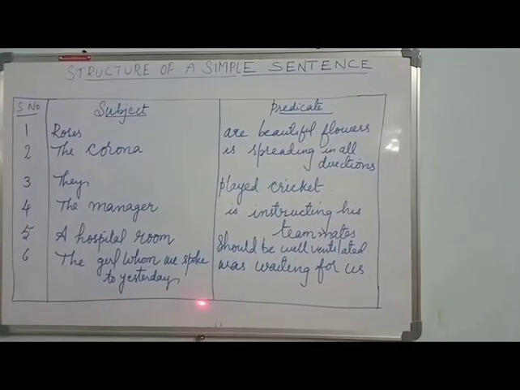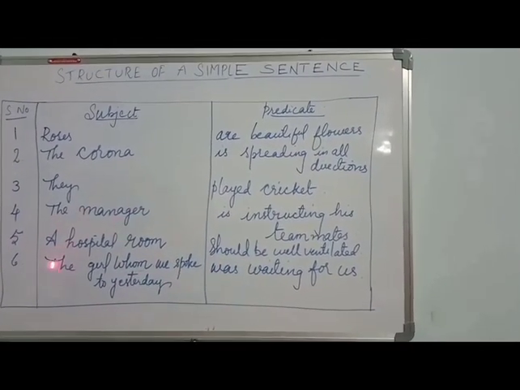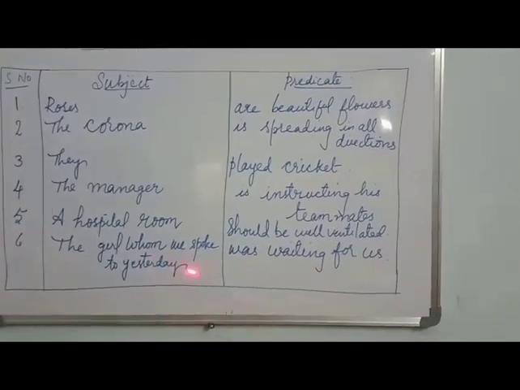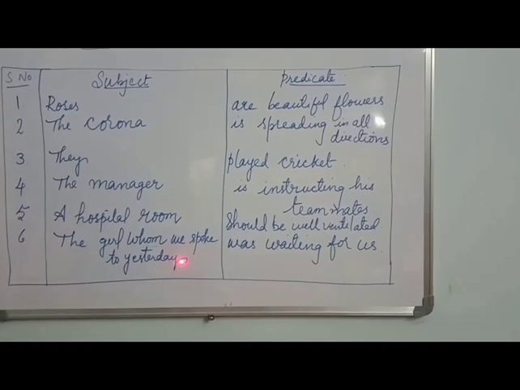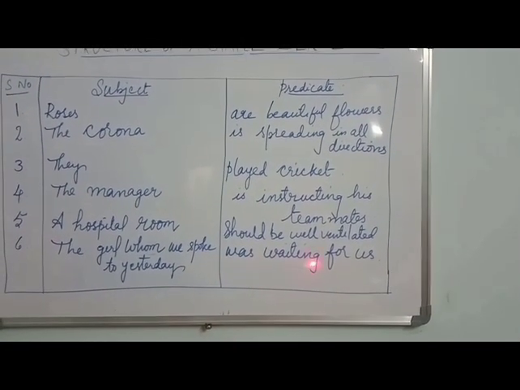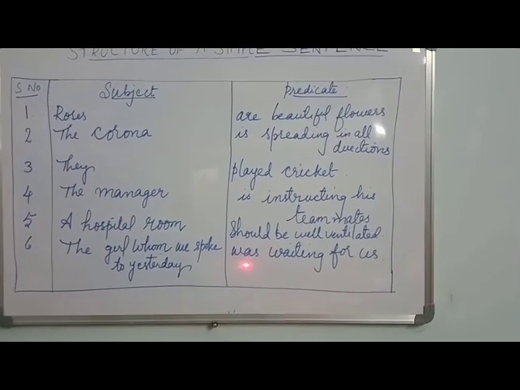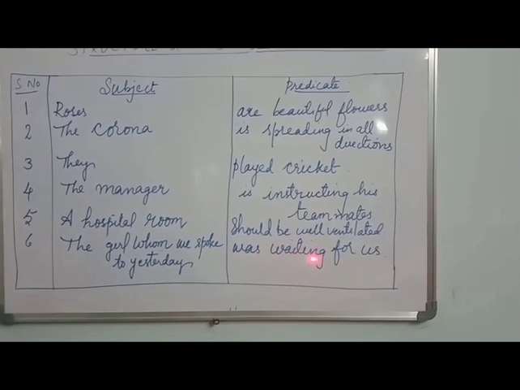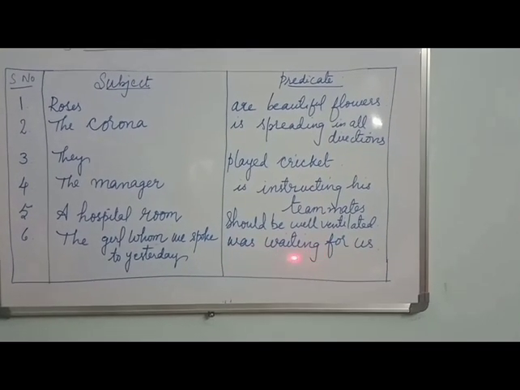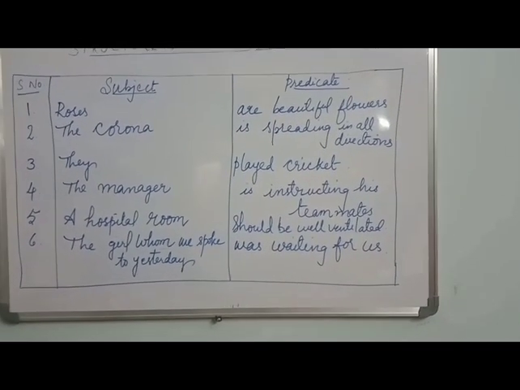In the sixth sentence, what happens? There is again a verb complex. The girl whom we spoke to yesterday, the whole group of words function as the subject, was waiting for us. Was waiting is the verb. The verb was plus main verb wait plus ing. So was waiting is in the past continuous form. Was waiting. Now how do you identify the subject?